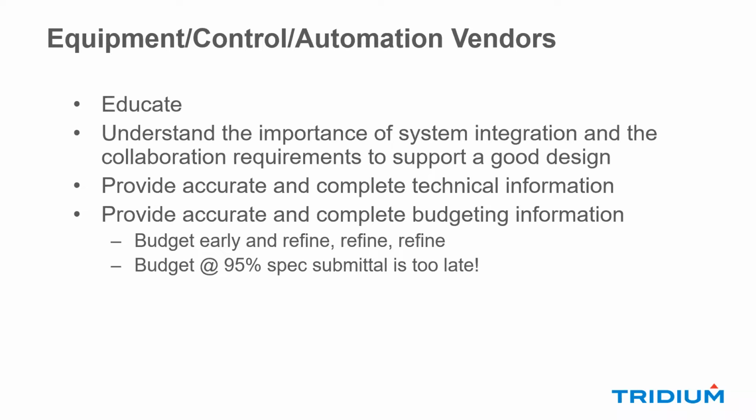And the other thing for the team of equipment control and automation vendors is to provide budgeting. And you need to refine the budget very often. Waiting to budget at the last minute at 95% spec, boy, that's going to cause some problems. So projects and designs have to change. So we also have to always keep in mind that price is a component and it's very important. And technical information and pricing along the way, again, is something that needs to be done quite often.